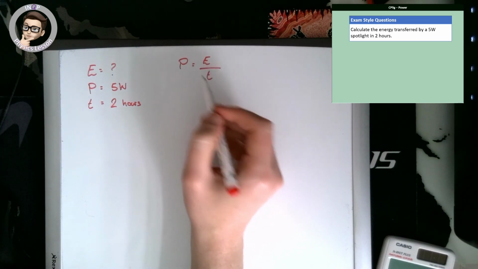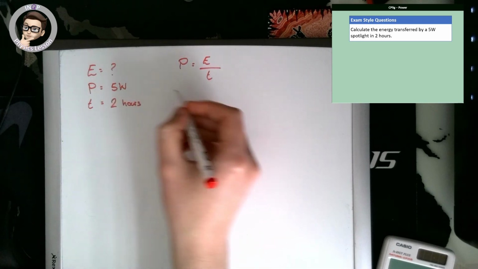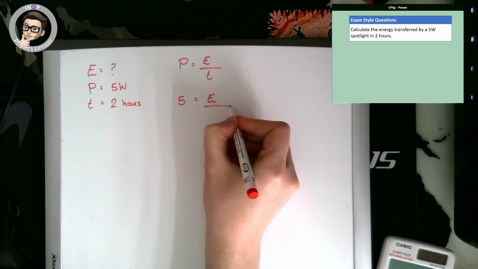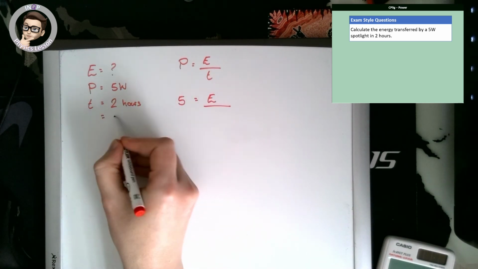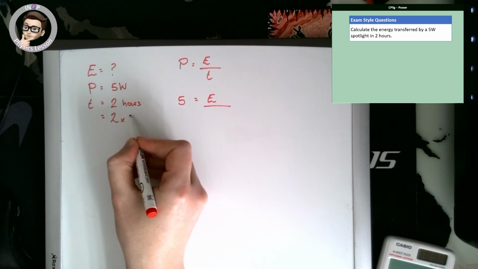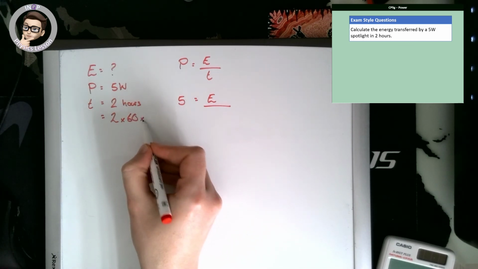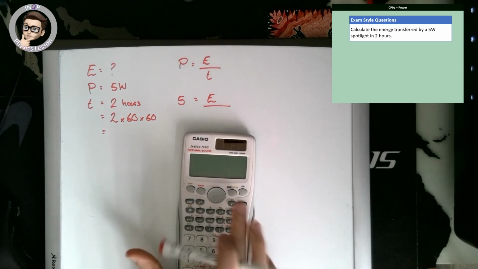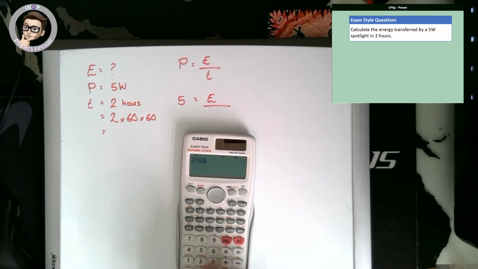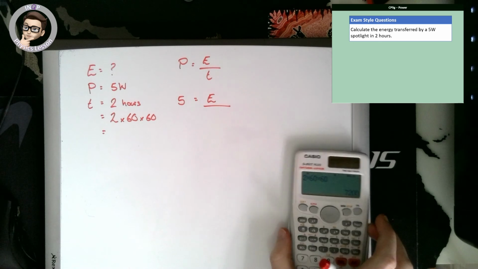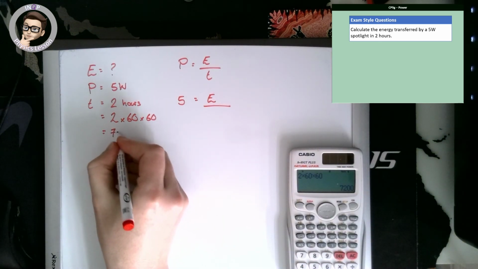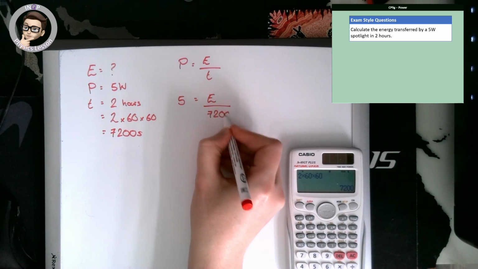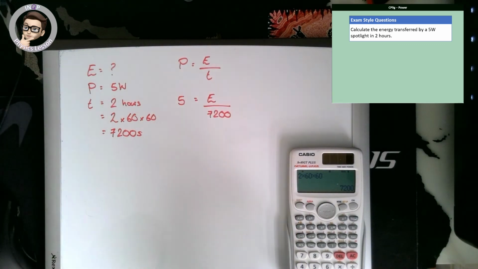In fact, let's put our numbers in first. So for every P, I'm going to put 5. For every E, I don't know, so I'll keep it as an E. But for time, it's 2 hours at the moment, so we better change that. 2 times by 60 to turn it to minutes, times by 60 to turn it to seconds, because remember, we always have to work in seconds. So we have 2 times 60, which is going to give us an answer of 7,200 seconds, which we can now substitute in to our equation.